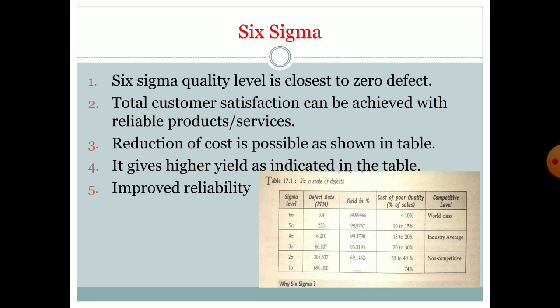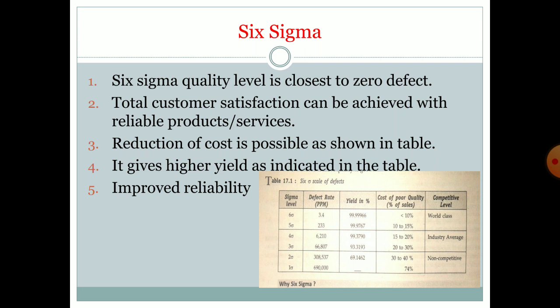Now if we go to the next level, 4 Sigma, the defect rate becomes very steep, very high, at 6210, and yield is 99.3790. If we observe, as the sigma level goes on decreasing, more defect rates are allowed, meaning the process does not remain that standard. The process is moving slightly away from standards. Variations go on increasing, so that's why we are permitting such high defects. Here the cost of poor quality is 15 to 20%.